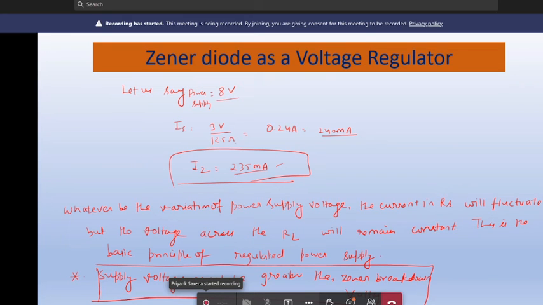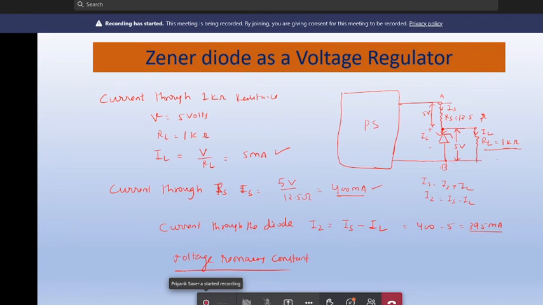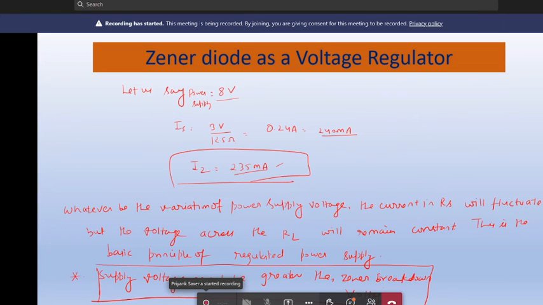But you should also remember one thing, that whenever you are going for this, the supply voltage must be greater than the Zener breakdown voltage. If the supply voltage is, suppose, 3 volt, then this Zener diode will not work, right? The supply voltage should always be higher than the Zener breakdown voltage. Is this clear up to this? Is it clear?